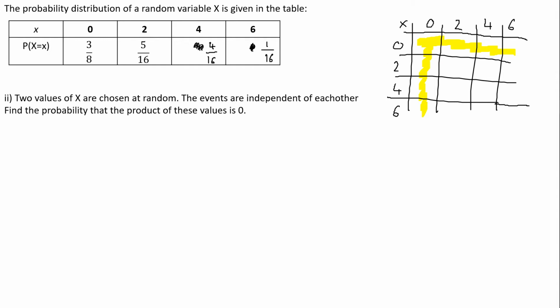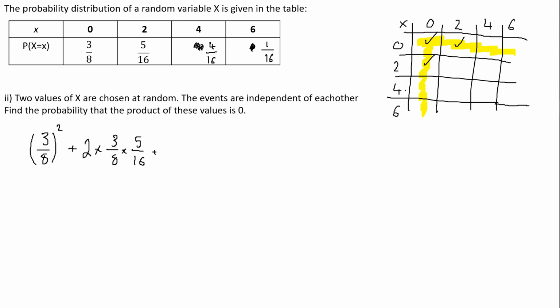So what's the probability of getting a 0 and a 0? Well, that's just going to be this one here, which is the probability of 3 over 8 times itself, which is squared. That's that one there. Now, you'll have the probability of getting a 0 and a 2, and a 2 and a 0, so plus 2 times the probability of getting a 0, which is 3 over 8, times the probability of getting a 2, which is 5 over 16. That would be these two here done.